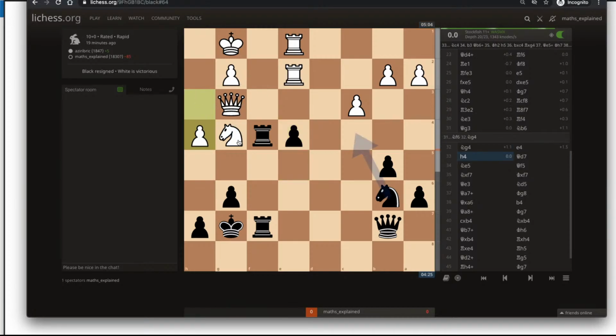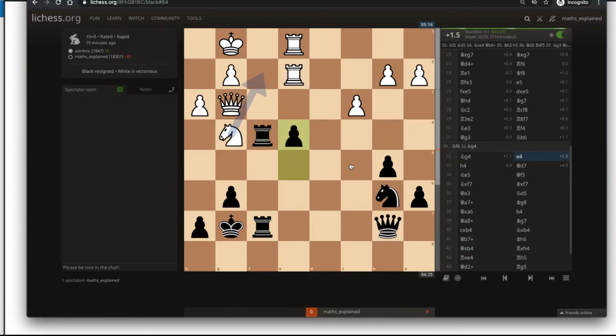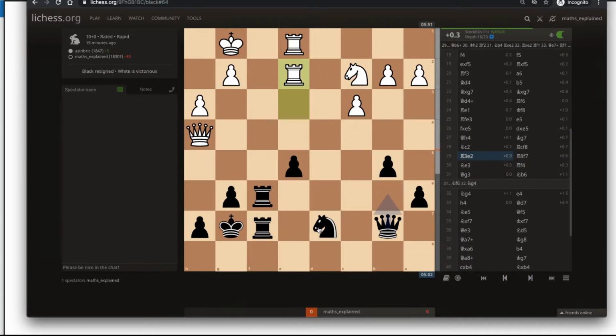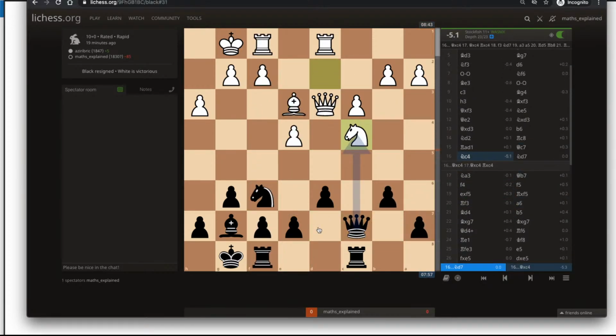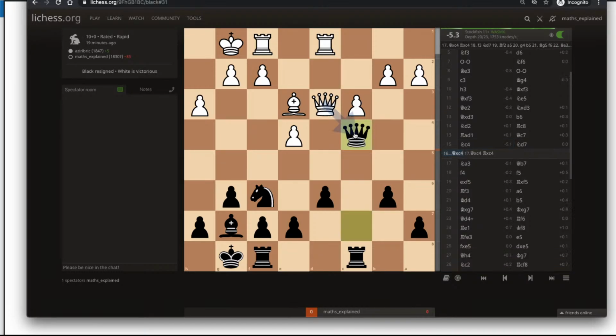Oh, because he could have taken it. Oof. Yeah, and then this is what you call a fork, because he's attacking two of my pieces with the knight, and that was pretty much losing from there. Okay, so I think if I boil this game down, it's taking a free piece when your opponent blunders like that.